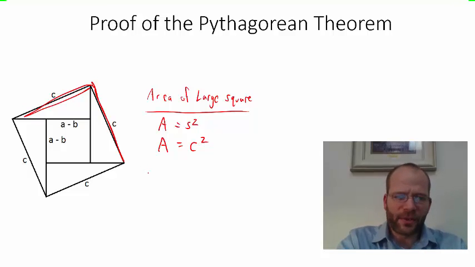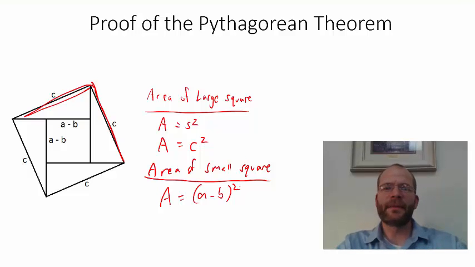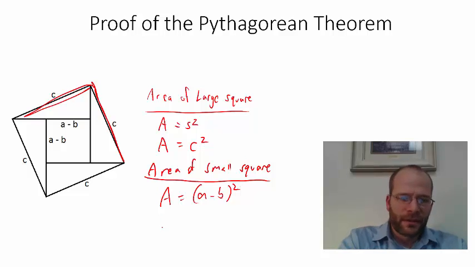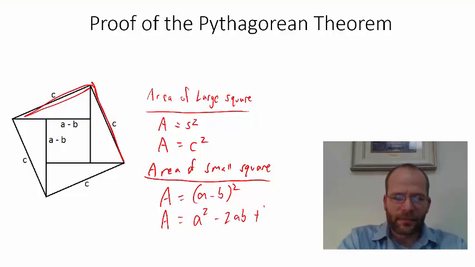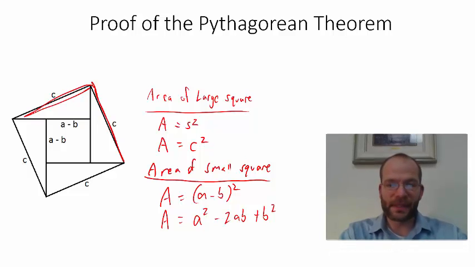What about the area of the small square? The area of the small square is equal to A minus B squared. Now you may remember back from algebra that the square of a binomial would yield the following: A squared minus 2AB plus B squared. And so we find that the area of the small square is A squared minus 2AB plus B squared.